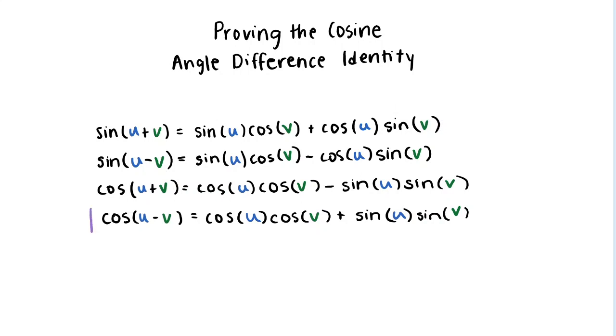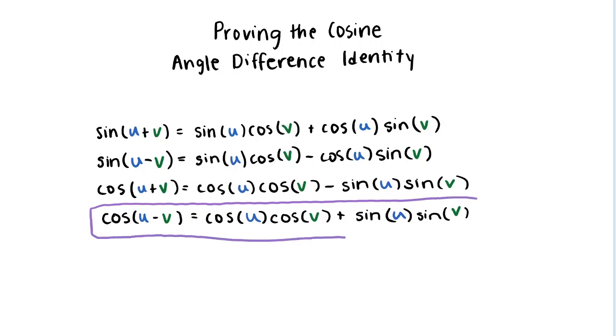I'd like to argue why the last identity, this cosine angle difference identity, is true, is valid. I'd like to give a proof for this identity. We don't have time to prove all of these different identities, but in the activity I've outlined how you can prove the other three identities, starting with this one here that we will prove in our video.